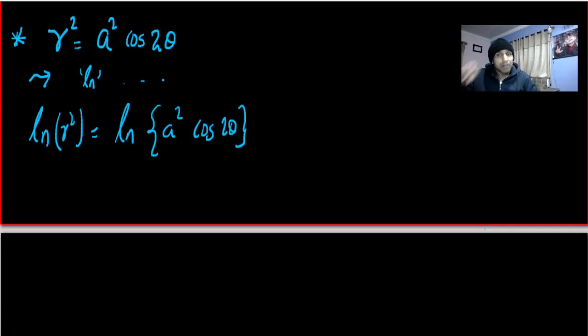Now you have to simplify this. That is why we are taking logarithm. So this becomes 2 log r. What is log a multiplied by b? Can you see log a multiplied by b?